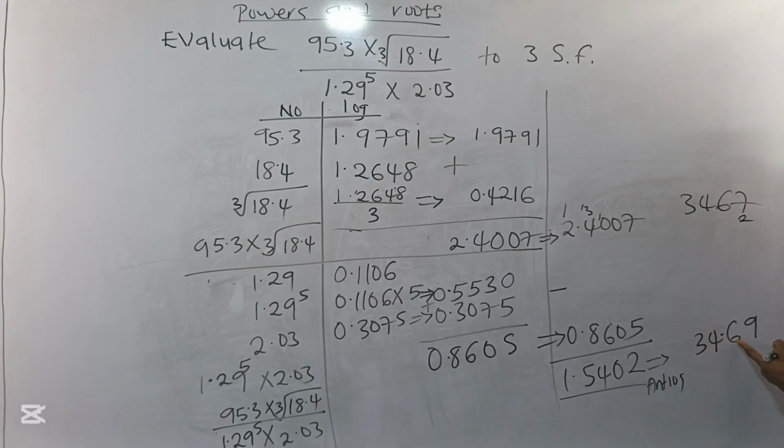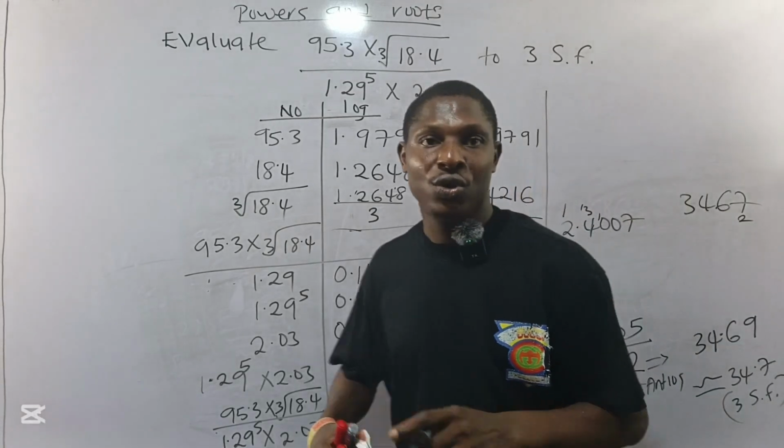So I have 34.69. To 3 significant figures becomes 34.7. And this is the answer to this question.